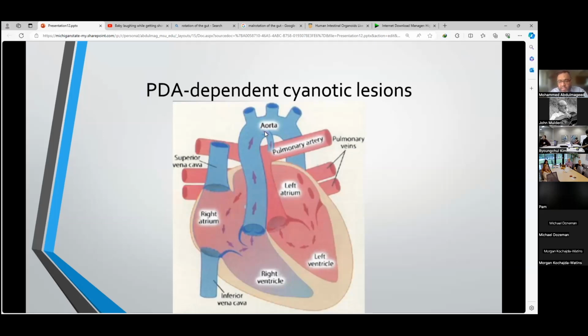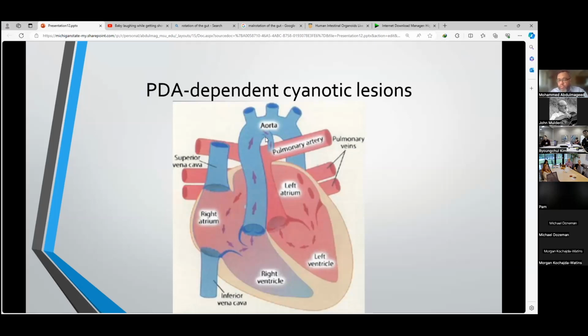So if we have a baby that's cyanotic, we do an immediate echo. If the echo shows a TGA with the PDA open, we have to keep this PDA open. We had a situation in the NICU: a baby was born outside and came in cyanotic after many hours. And this was the problem.